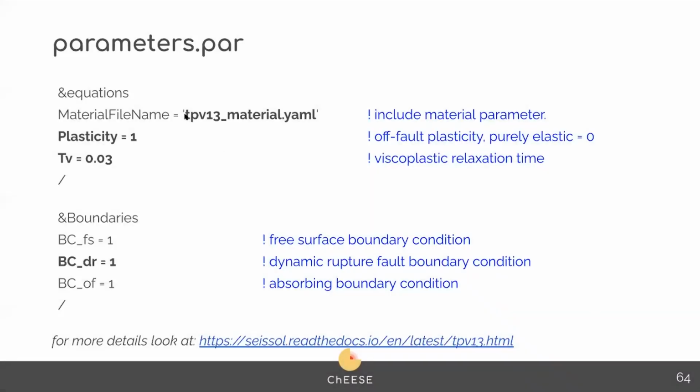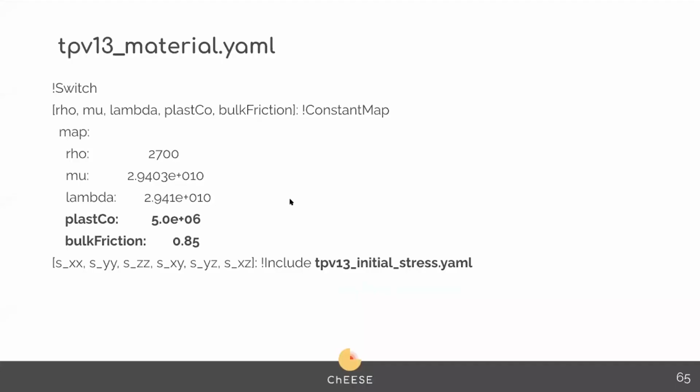So in the material parameter, the YAML file is the same as Thomas introduced in the first section. So here we use the easi map to assign the elastic and the plastic parameters.